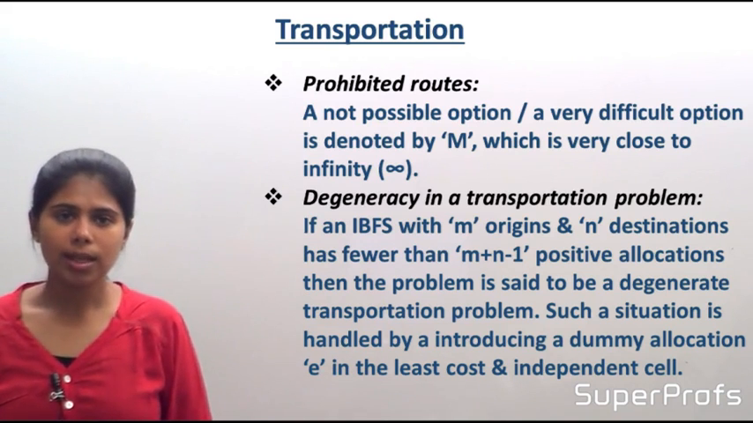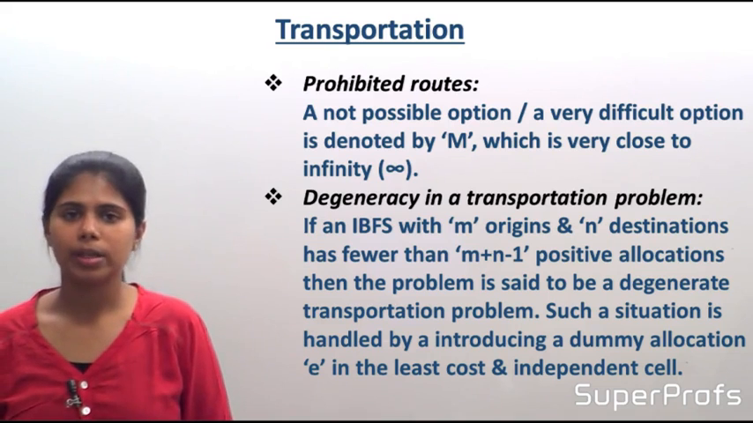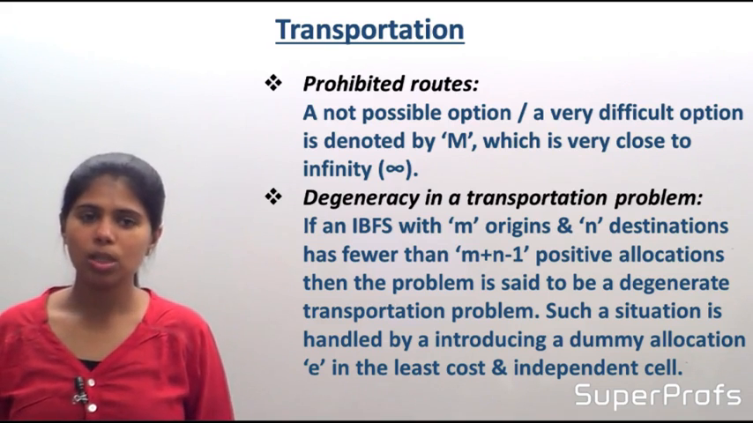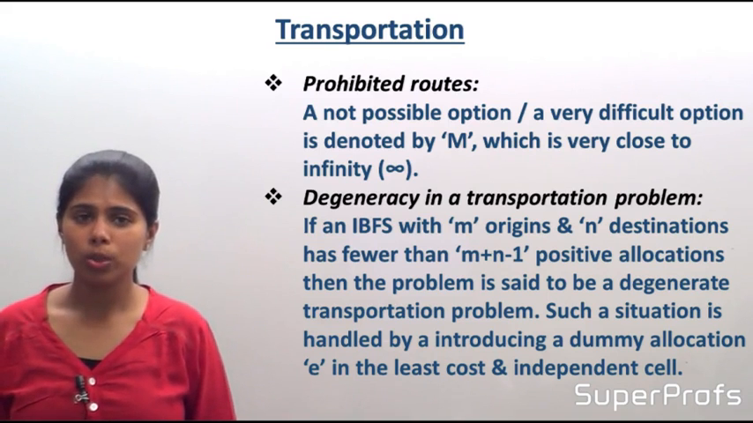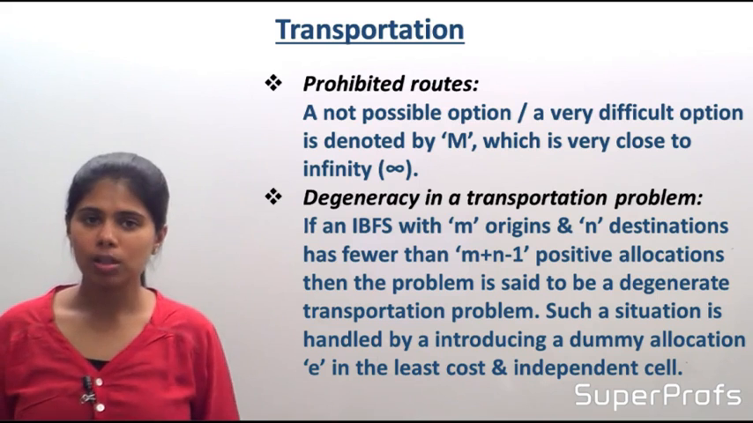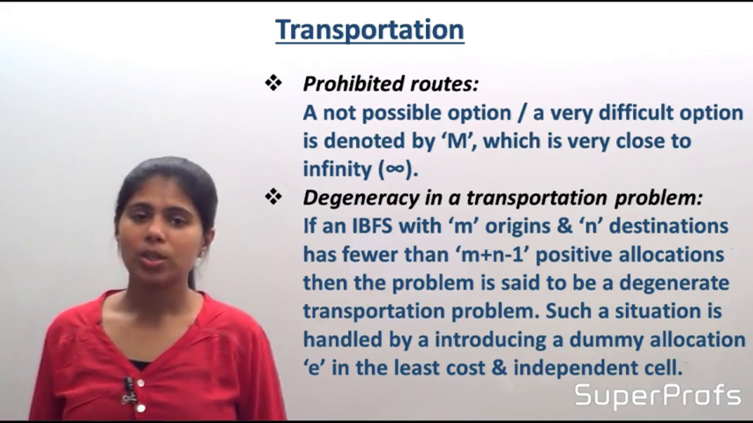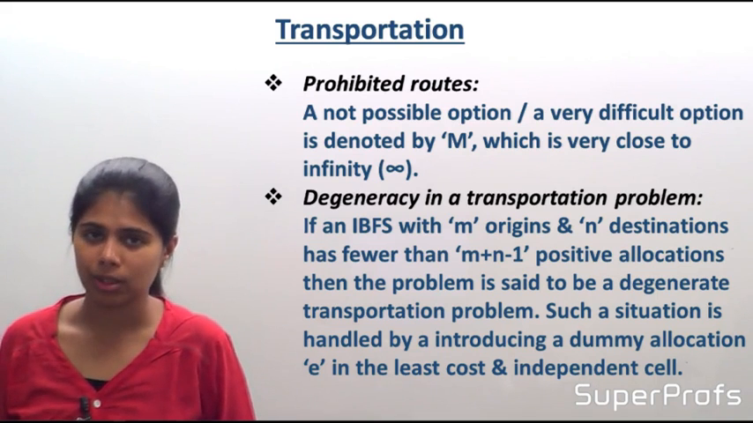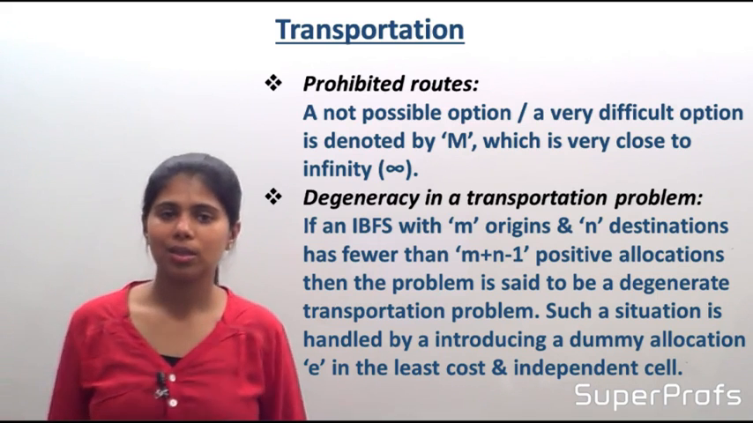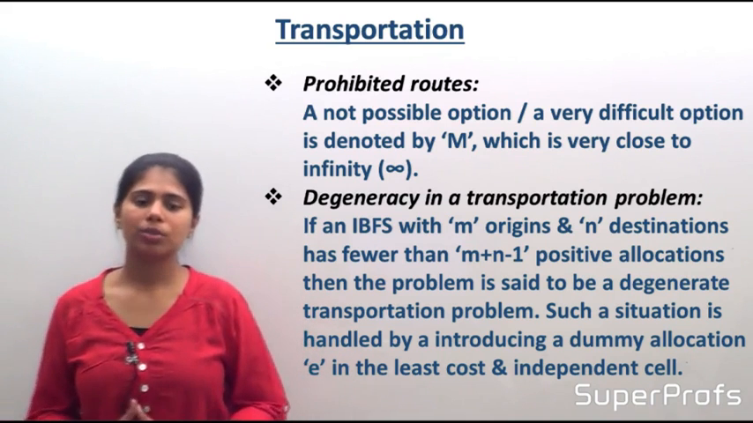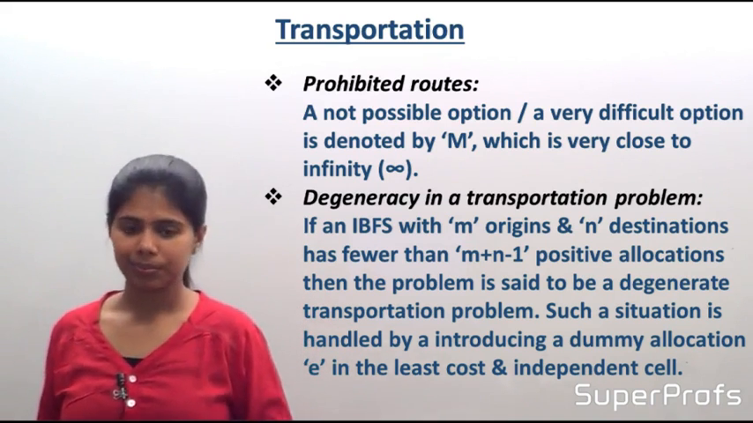The other concept which I wanted to talk about is the prohibited routes. Now what are prohibited routes? Prohibited routes is an option or a route which is not possible or which is very difficult. So it's a not possible or a very difficult option which is denoted by M, and the value is very close to infinity. So a prohibited route is a difficult or impossible option denoted by M, and the value of which is very close to infinity.